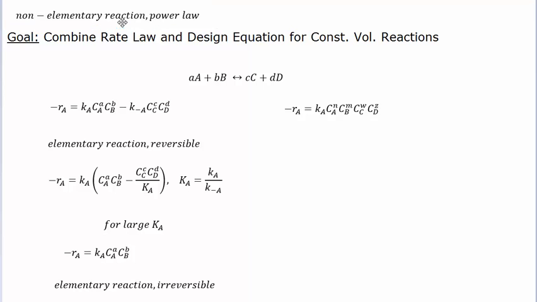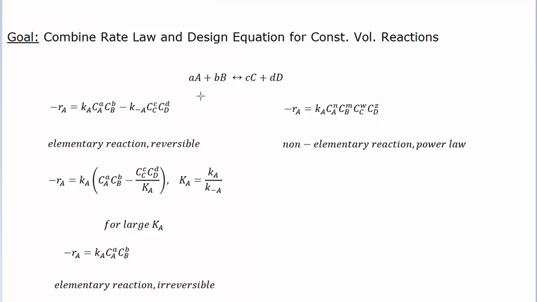So this is non-elementary because, again, these exponents aren't the coefficients that are in this, I guess, chemical equation here. They are n, m, w, and z, which might be these, but are not necessarily these. And the reason it's called a power law is because you're simply expressing this as the product of the concentrations raised to their powers. So here we have some influence of the product concentrations on the overall rate law.